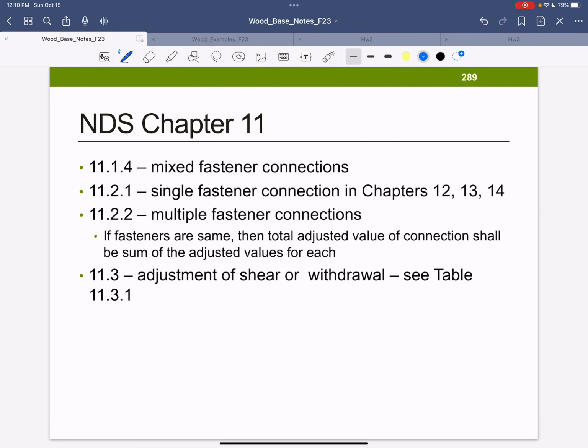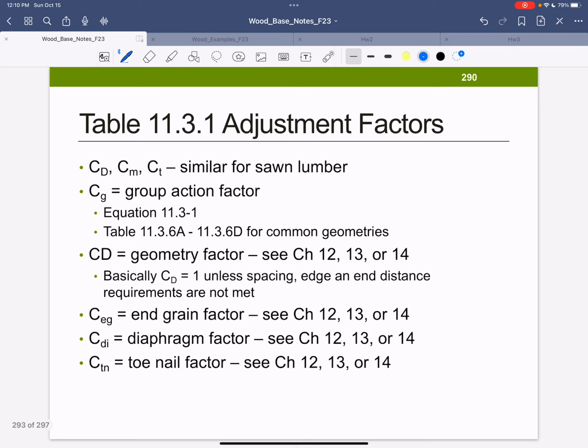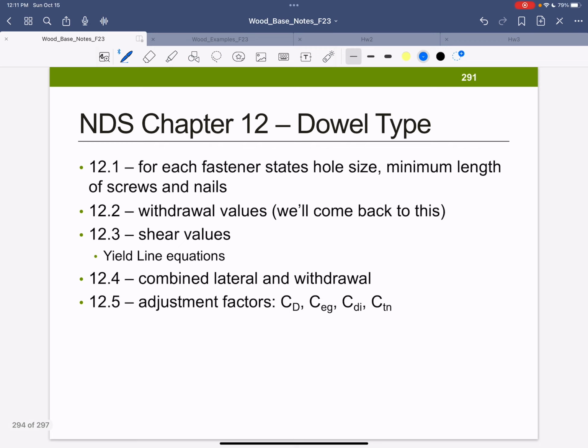Okay, so chapter 11, mixed fastener connections, talks about single fastener connections, and then those are in 12, 13, 14. So this just goes through the basics of fasteners. You start with chapter 11, and this is the Z or the W. The adjustment factors: we've got the three that are the same for sawn lumber. We've got a group action factor. We've got a geometry factor, end grain, diaphragm, and toenail. We'll go through this when we do examples.